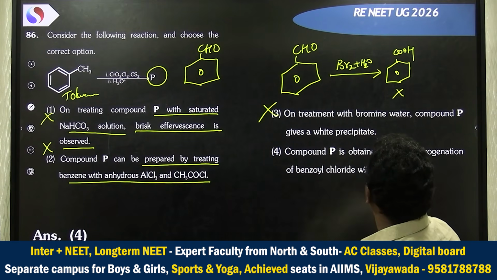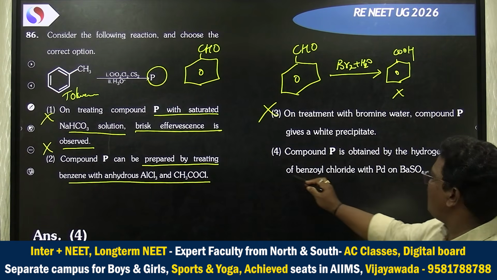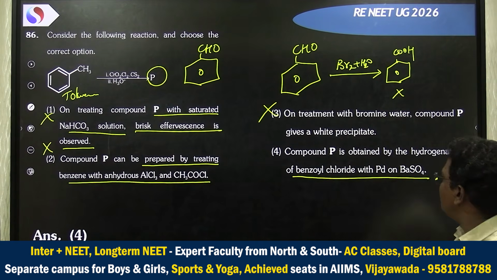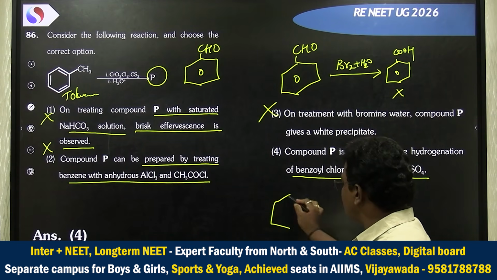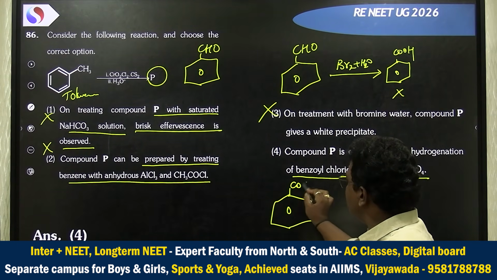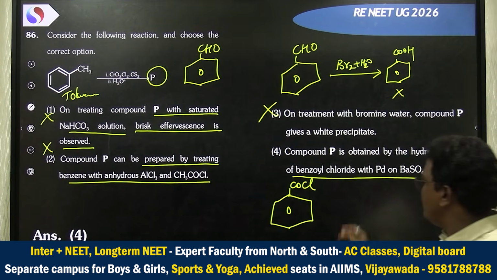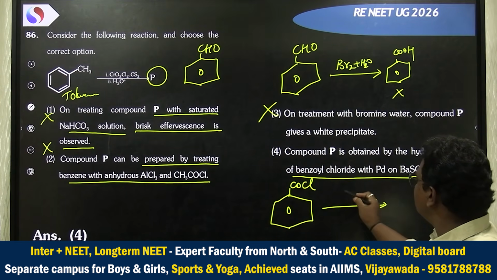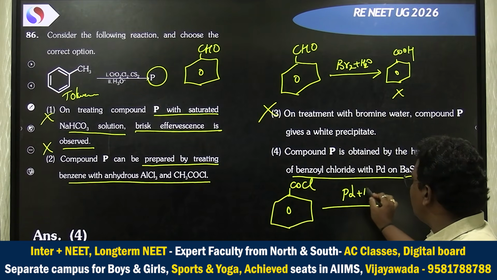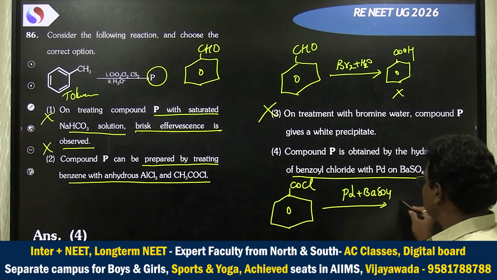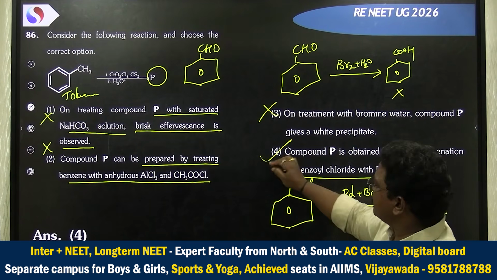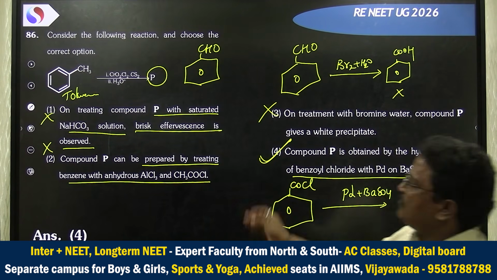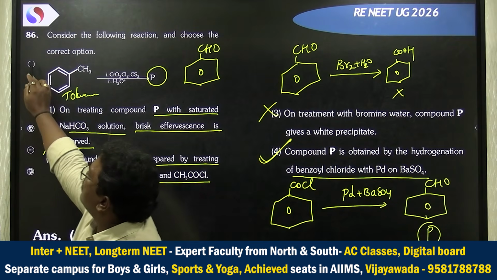Compound P is obtained by the hydrogenation of benzoyl chloride with Pd on BaSO4. benzoyl chloride ఫార్ములా ఏంటన్నా? COCl is called benzoyl chloride. దీన్ని ఎవరితో ట్రీట్ చేయమన్నారు? హైడ్రోజనేషన్. Palladium in presence of BaSO4. దీన్ని లిండ్లార్ catalyst means Rosenmund's reduction అంటాం. Here also we can prepare P, which is nothing but this one. This statement is right. So first, second, third, 3 are wrong. Next question వెళ్దాం మరి.